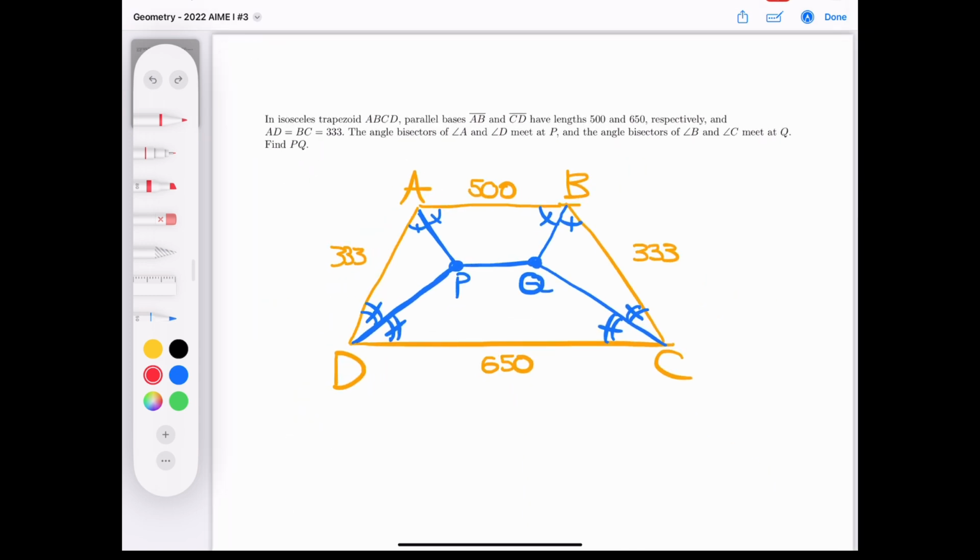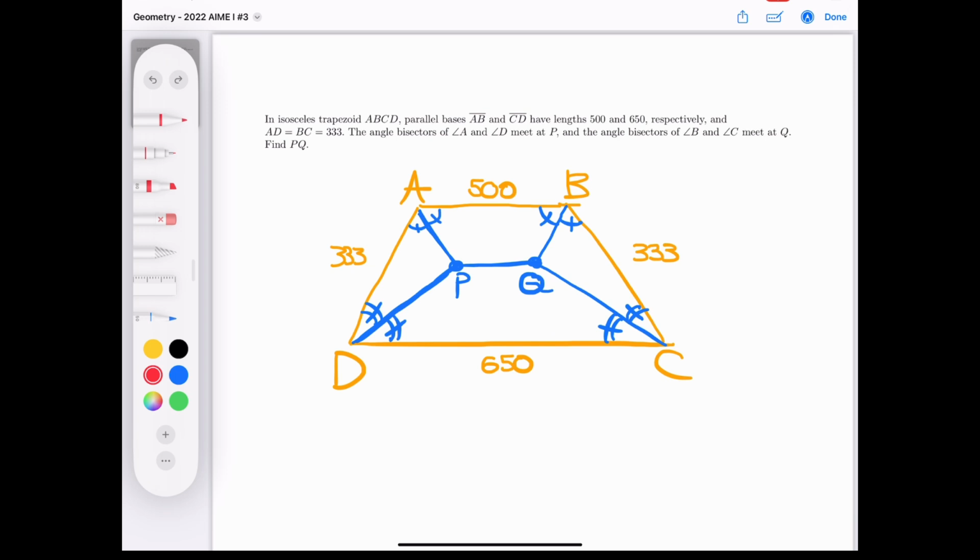But anyways, with all that in mind, feel free to pause the video if you'd like to try the question. After that, we'll keep going with the solution here.